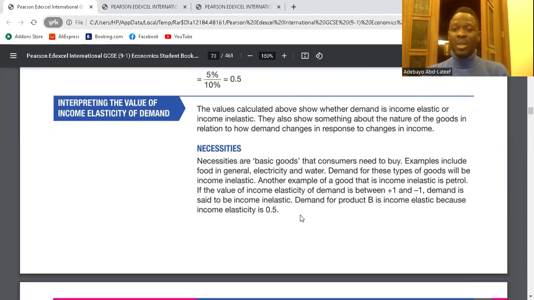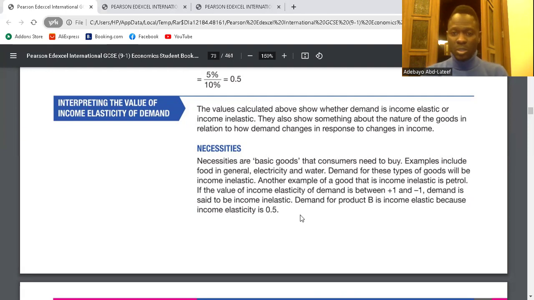Yeah. So we go to the interpretation of the value of income elasticity of demand. So we go to necessities. What we're talking about here is that as soon as we calculate our YED, we're going to arrive at a figure, yes or no? So those figures that we arrive at, we have to explain them. We have to interpret them. They have a meaning. That is why we are arriving at it. So we start with the first one here.